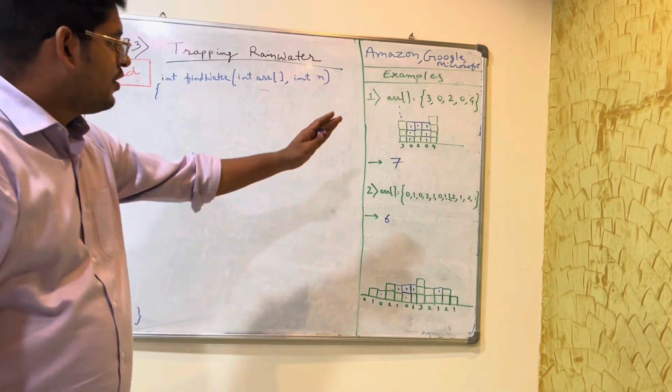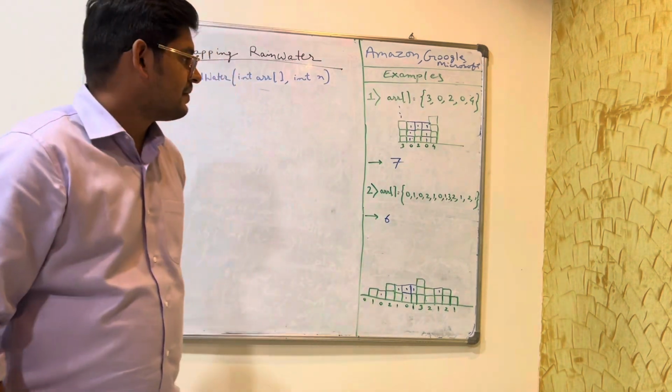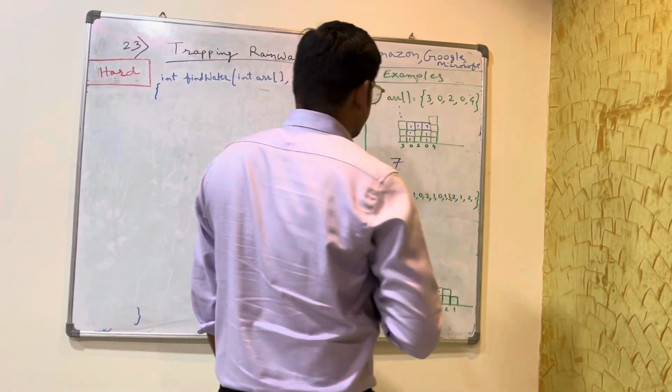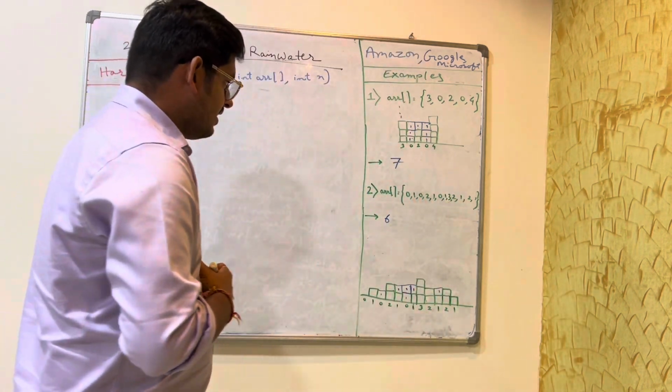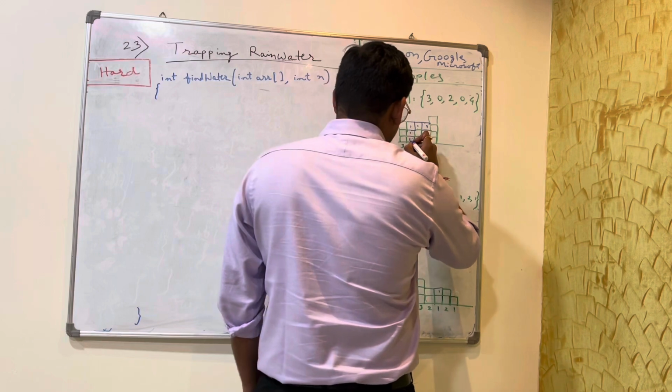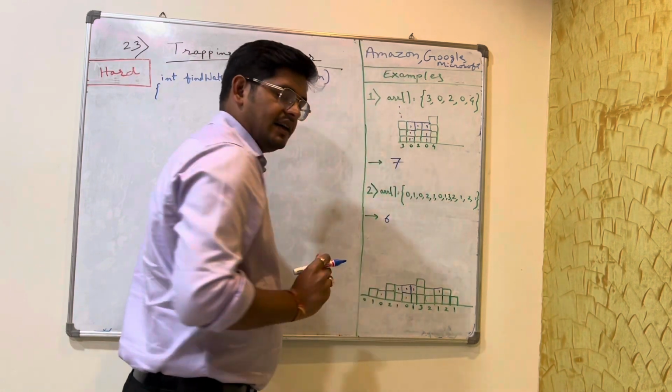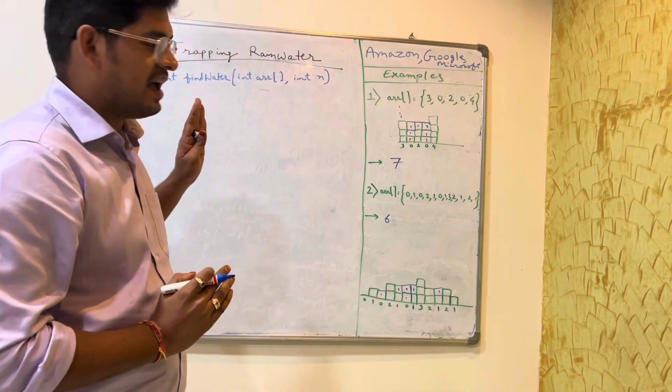So what do we observe? How do we solve this problem? How can we find the solution for this? We can see that for any index, we have to find the leftmost highest value.